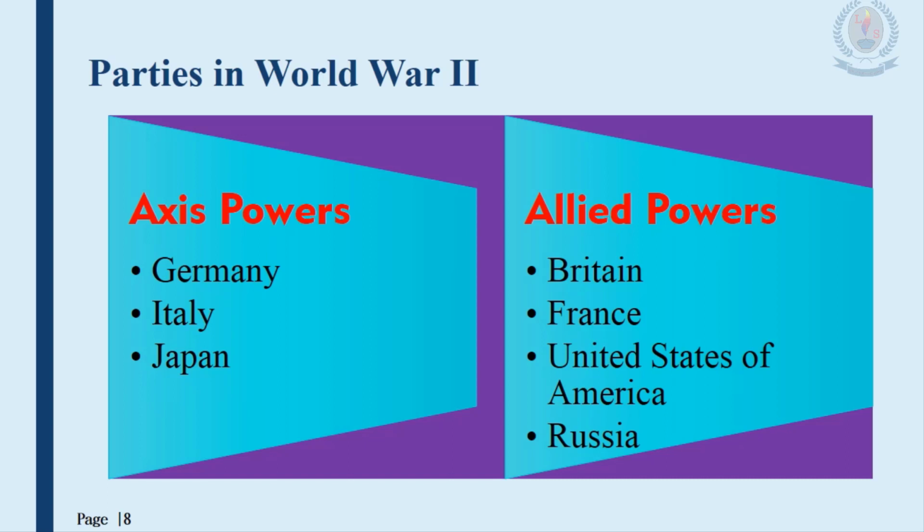And Mussolini in Italy supported Hitler. So Italy was also an Axis power in the Second World War. And Japan, under Emperor Hirohito, also acted as an Axis power in the Second World War. But on the other side, Britain, France, USA, Russia acted as allied powers against the Axis powers in the Second World War. However, the allied powers won the Second World War.